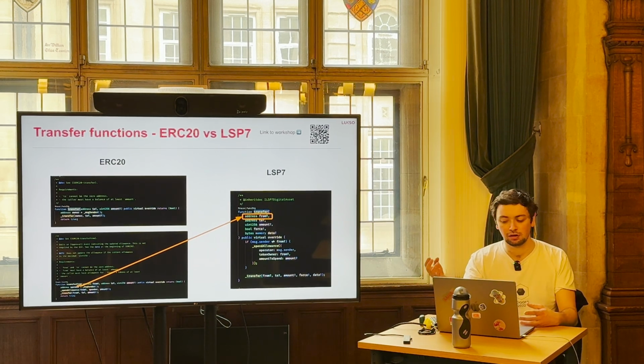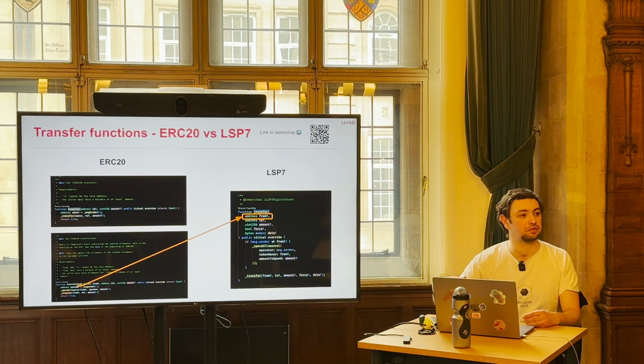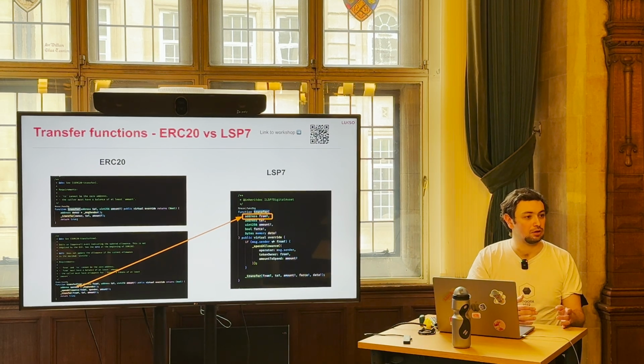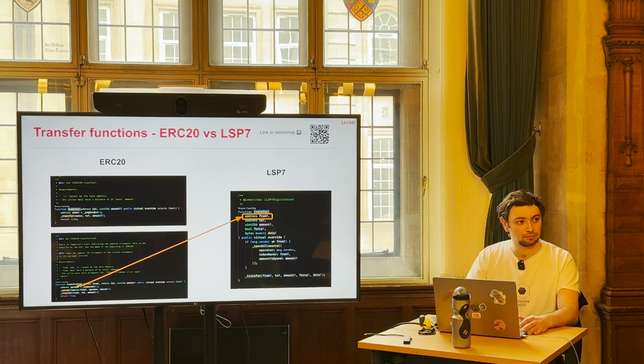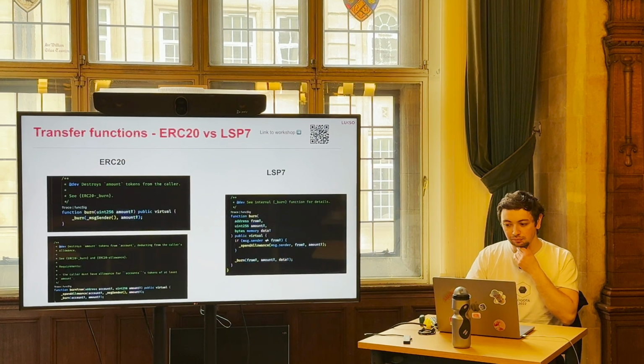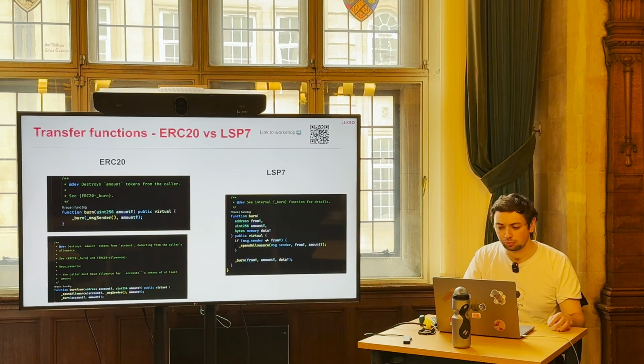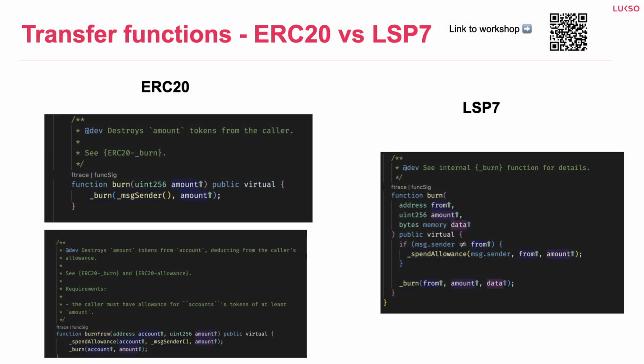It's the fact that you have the external hook to notify. This is what, for instance, increases the gas more than an extra parameter in the function. And the same goes for the burn function. In the burnable extension, it's burn from, amount, data.